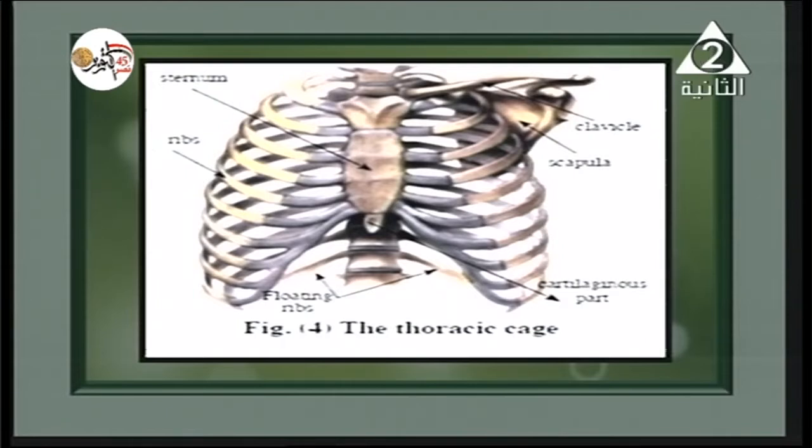Number two, we have 12 thoracic vertebrae. And finally, we have 12 pairs of ribs. And focus here.